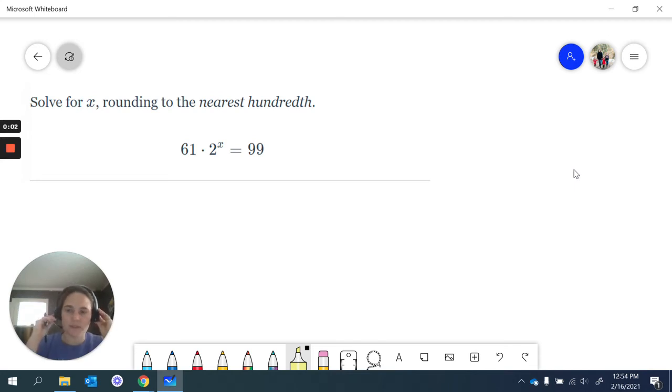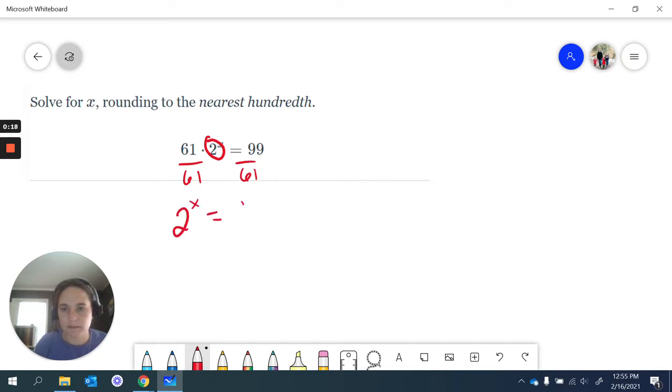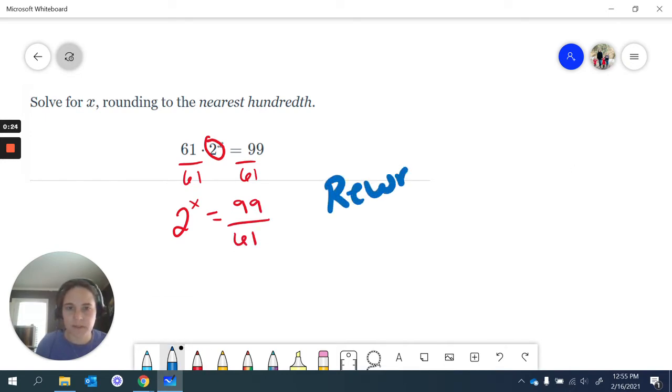Okay, so I'm going to do an example of how I solve these exponentials. Step 1 is to isolate the exponential. Get that alone, so I'm going to divide by 61. So we have 2 to the power of x equals 99 divided by 61. And then the big thing is you want to rewrite in log form.